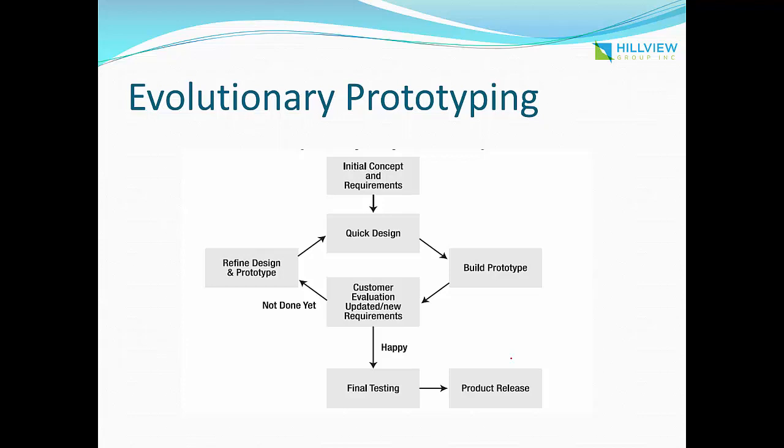But a good model, a representative model of the traditional life cycle process using an iterative approach is what is called evolutionary prototyping. Okay? So, evolutionary prototyping is the traditional way of implementing an incremental model.